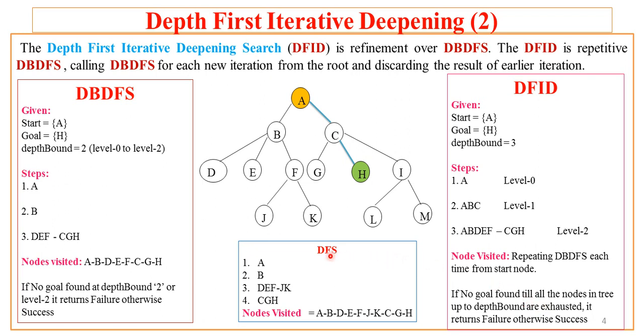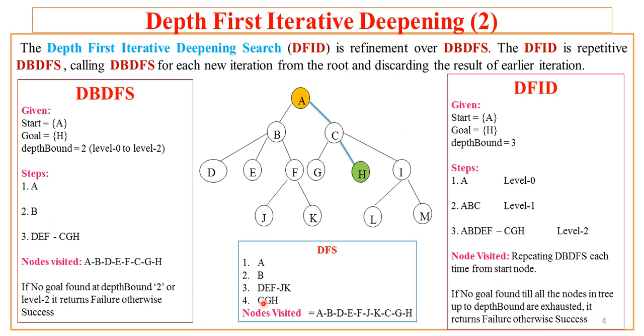Now see how DFS works. It starts with A, which is not the goal node, then it accesses B, also not the goal node, then it accesses D, E and F. None of these is the goal node, but you know well that F has child nodes J and K. So it also visits J and K. As J and K are not goal nodes, it comes back to C.